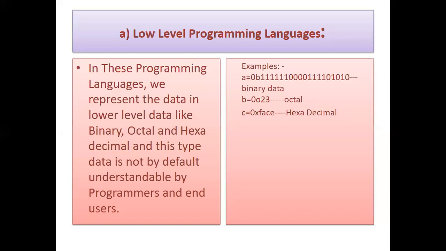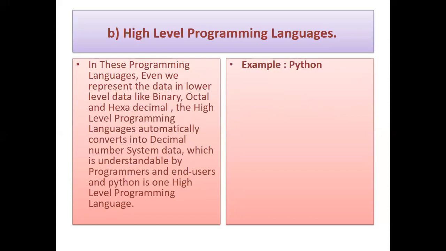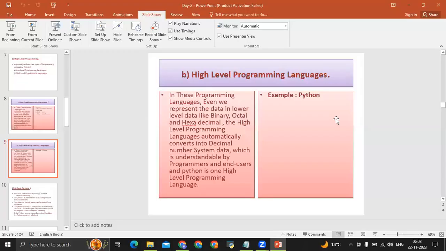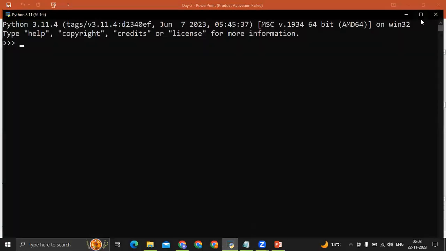But Python is a high-level programming language in which whenever we write any binary, octal or hexadecimal code, it will automatically convert it into the decimal number system, which is understandable by the programmers and the end users. I showed you the examples also. Let's go back to the examples once more.